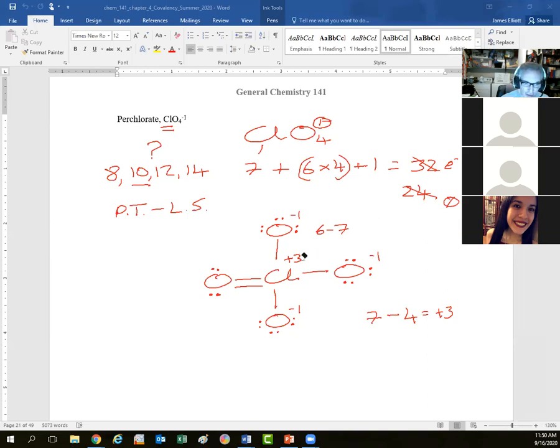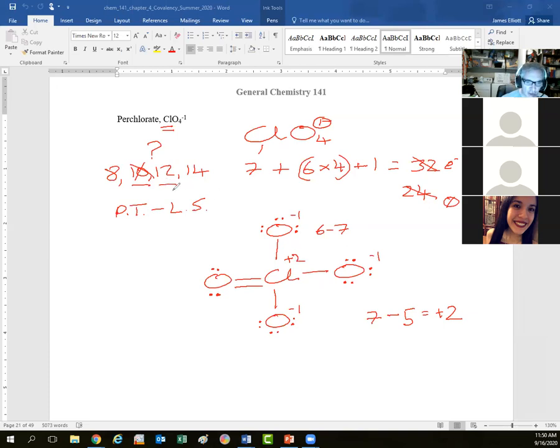And the formal charge on the chlorine now, it did control 4, but now it controls 1, 2, 3, 4, 5 electrons. So the formal charge comes down to +2. So even 10 isn't working for us because we haven't gotten rid of the formal charge.